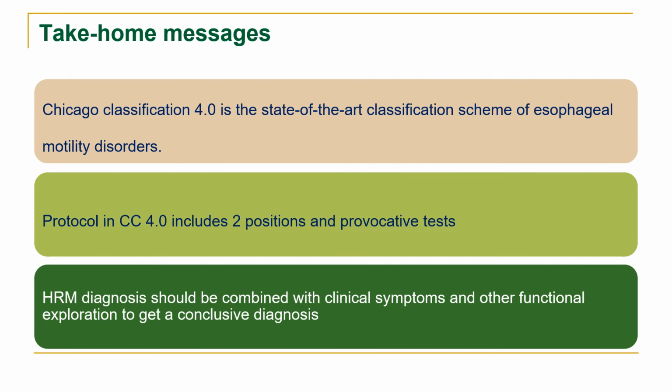And I would like to focus on the take-home message. There are three important things. The first one is that Chicago 4 is the state-of-the-art classification scheme for esophageal motility disorders. The second thing is that the protocol in Chicago 4 includes two positions and provocative tests. And the last one is that the HRM diagnosis should be combined with the clinical symptoms and other functional explorations to get a conclusive diagnosis.